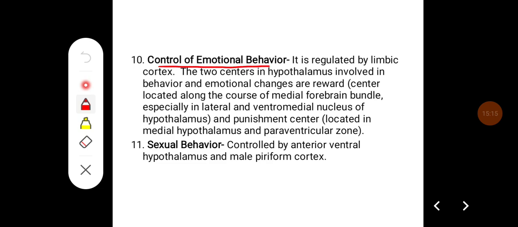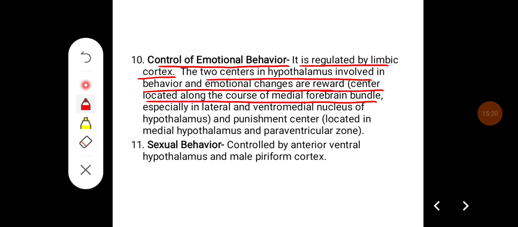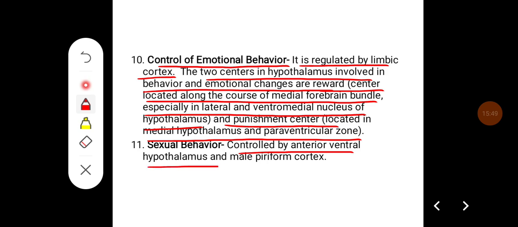There is also a seat for emotional behavior. It is regulated by the limbic cortex. There are two centers in the hypothalamus which are involved in behavior and emotional changes. They are the reward center, which is located along the course of the medial forebrain bundle, especially in the lateral and ventromedial nucleus of the hypothalamus. And there is also the punishment center, which is located in the medial hypothalamus and paraventricular zone. Then the hypothalamus also controls sexual behavior, controlled by the anterior ventral hypothalamus and the piriform cortex.